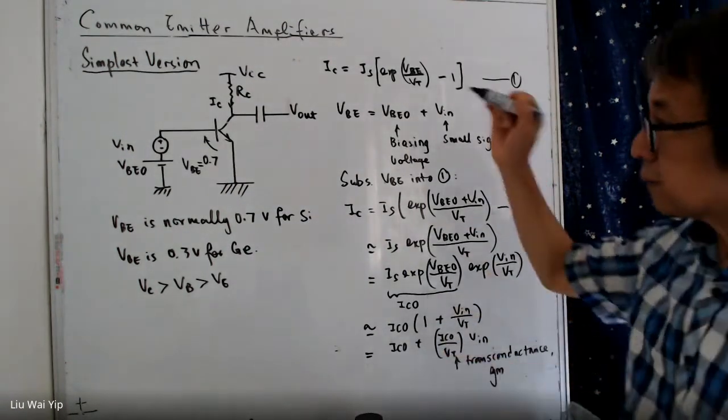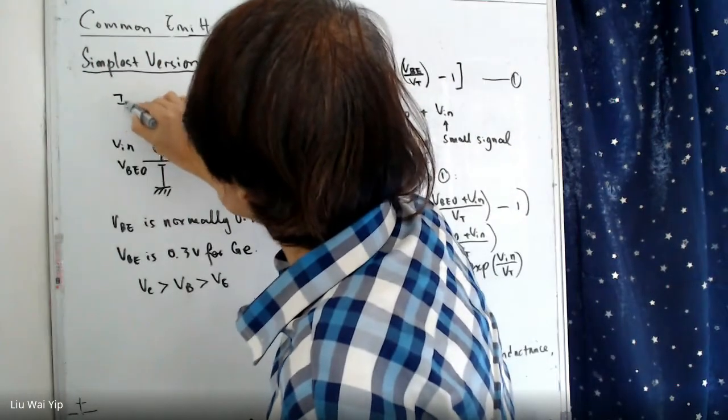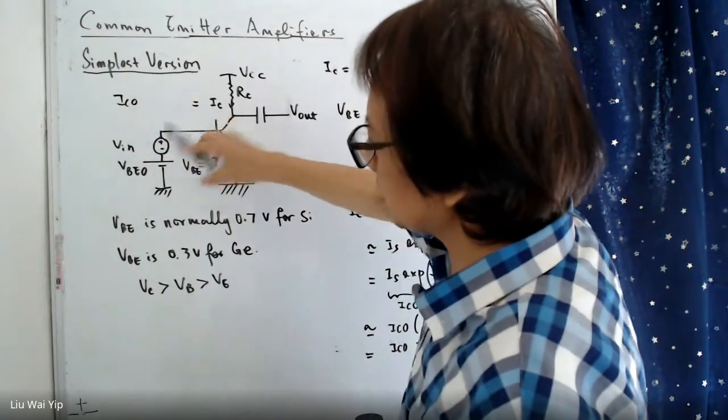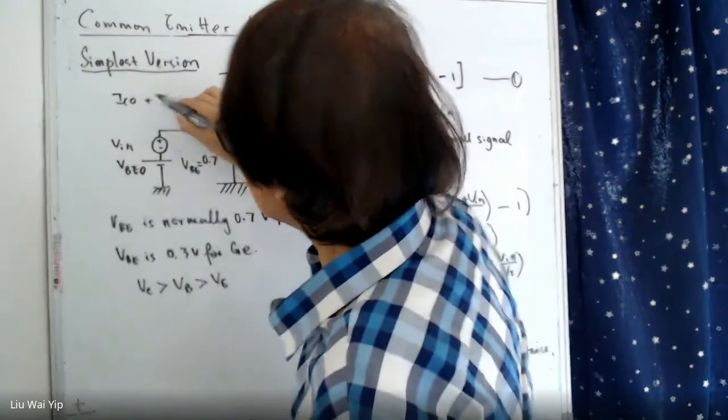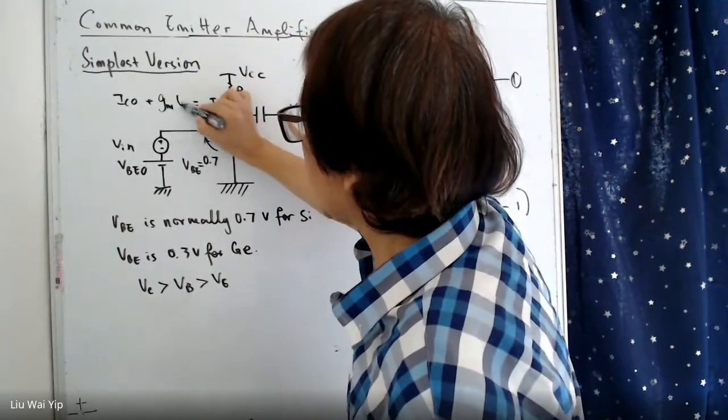And in this case, IC is equal to IC naught, which is the biasing current without any signal, plus gm times Vin.